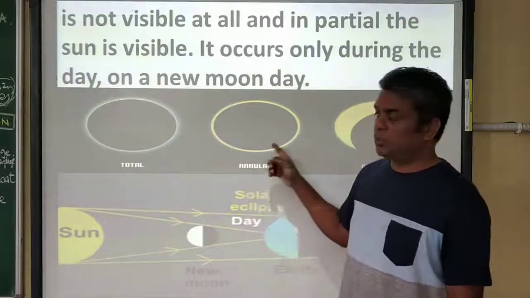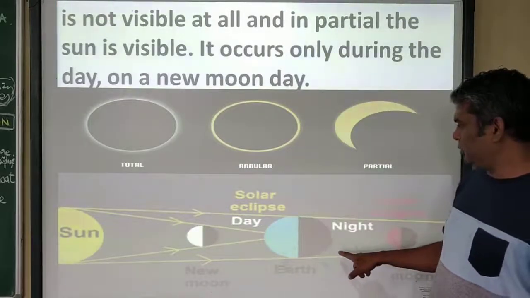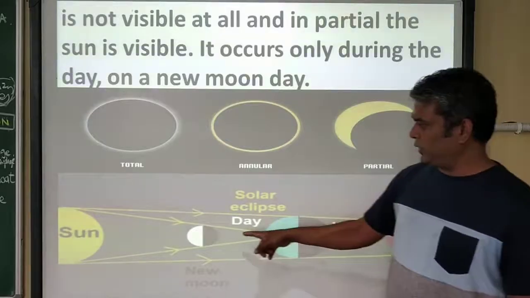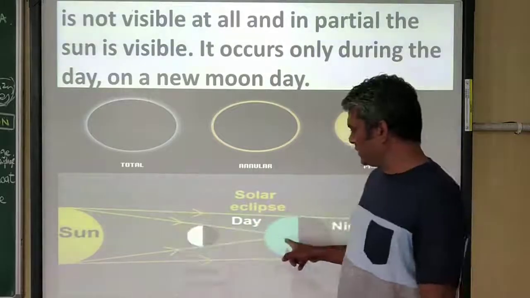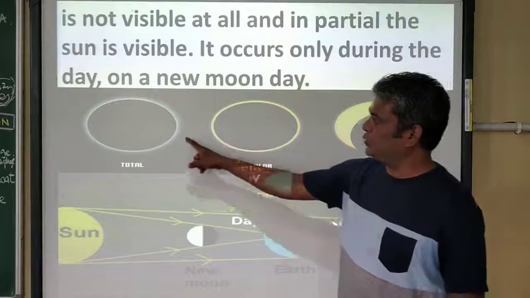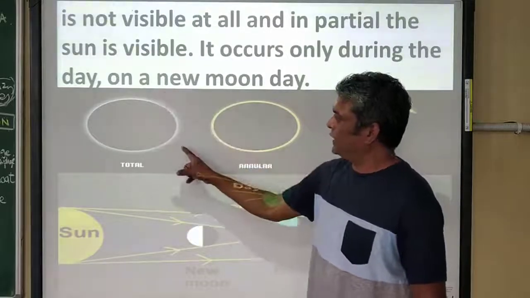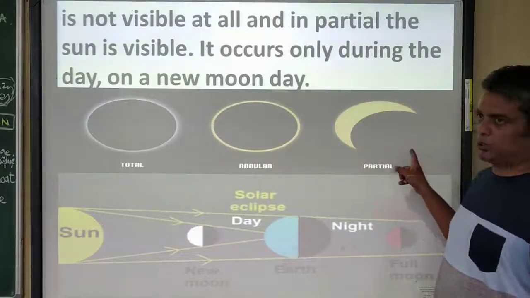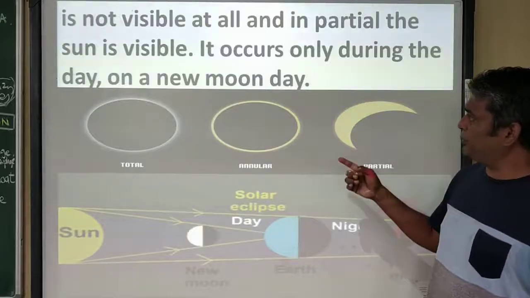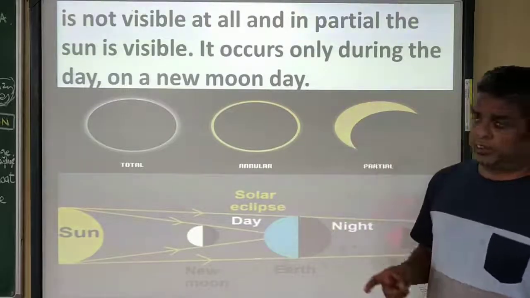So here you can see an image. This is how the solar eclipse takes place when the Moon comes in between the Sun and the Earth. Okay, and then you have a total solar eclipse and a partial solar eclipse, and it happens during the day.